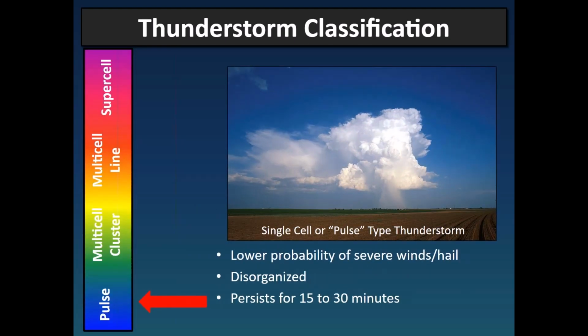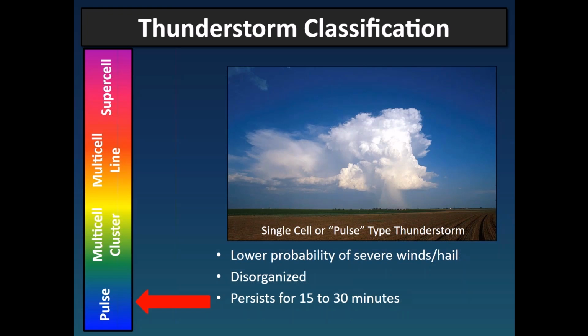So a pulse thunderstorm is what we call a single cell storm. It's basically a garden variety thunderstorm, weak wind shear, disorganized, low probability of severe winds and hail, and doesn't last particularly long, 15 to 30 minutes typically.